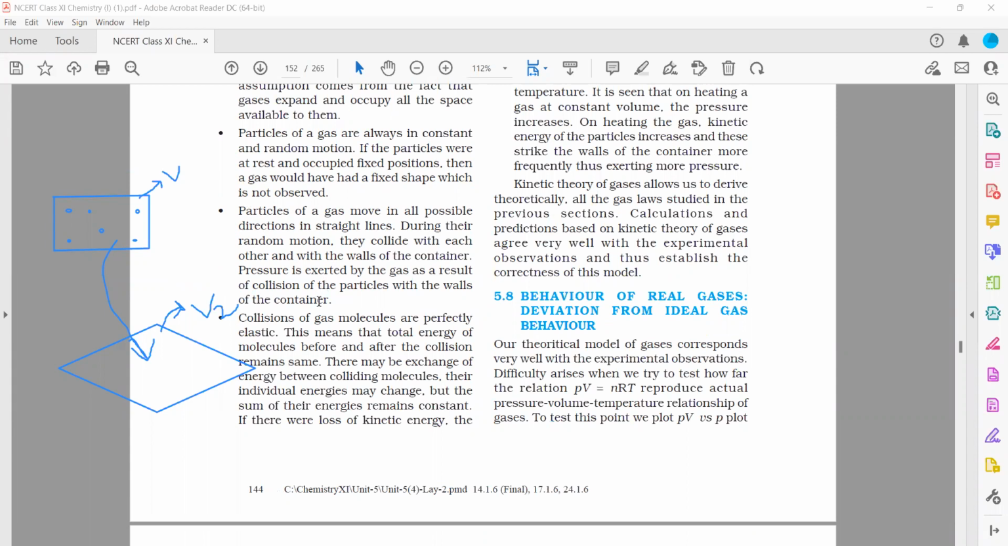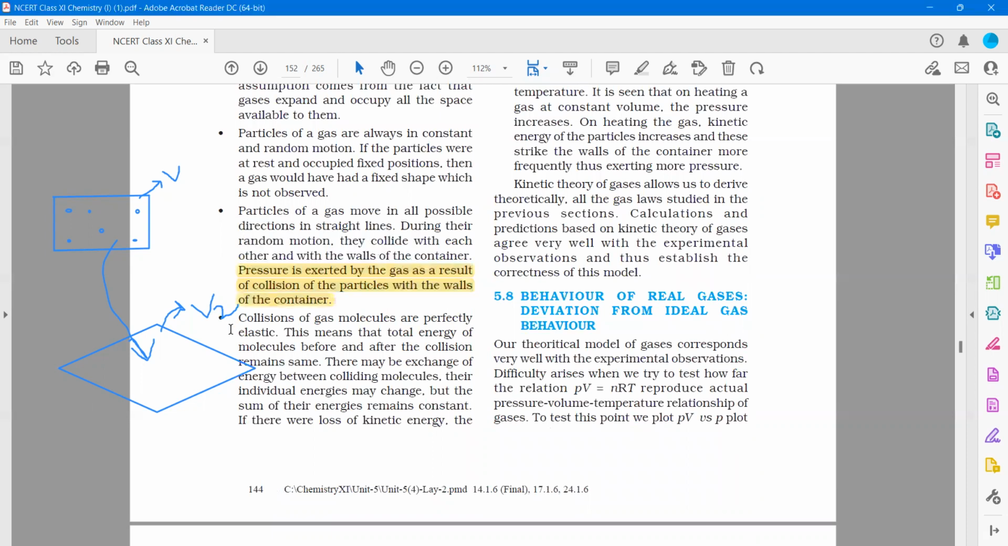During their random motion, they collide with each other and with the walls of the container. So pressure is exerted by the walls as a result of collision of the particles with the walls of the container. I have already told you how the gas exerts pressure in any container because of this colliding motion. This colliding is constant in all directions because gas particles are always moving in all possible directions. So the pressure exerted by the gas on the container is always the same in all directions.